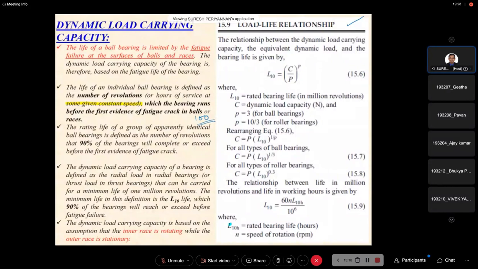Now, we predicted 100 million revolutions, but the bearing is at a practical condition. We are often testing the bearing, right? When the bearings are in applications, we are doing testing. There are so many testing methods.